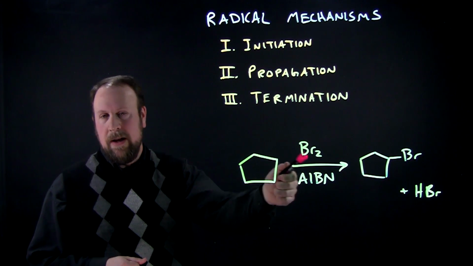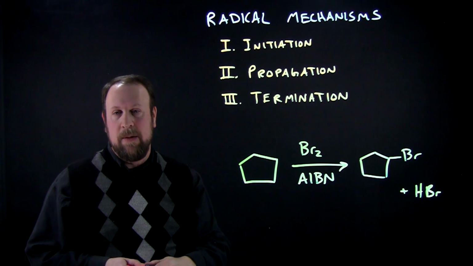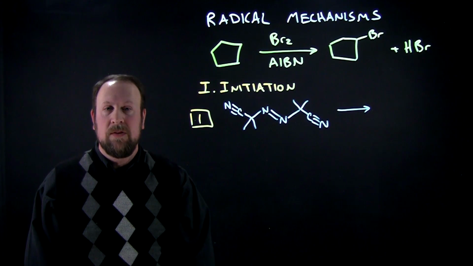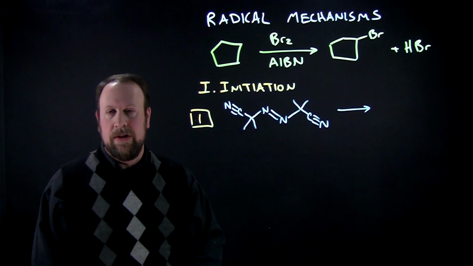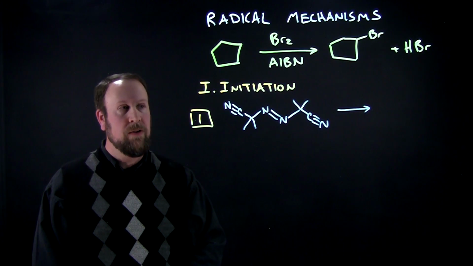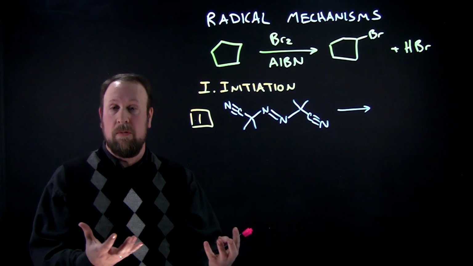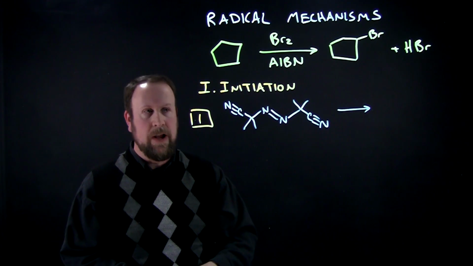We're going to use bromine as our bromine source, and we're going to use a radical initiator, in this case AIBN. So let's take a look at that first step, the initiation. In this case, we're using a radical initiator, so I'm going to show how we can use this radical initiator to get that radical cascade going. And the goal of the initiation step is actually to produce the radicals that we need to use in our propagation step, just to get the reaction going.